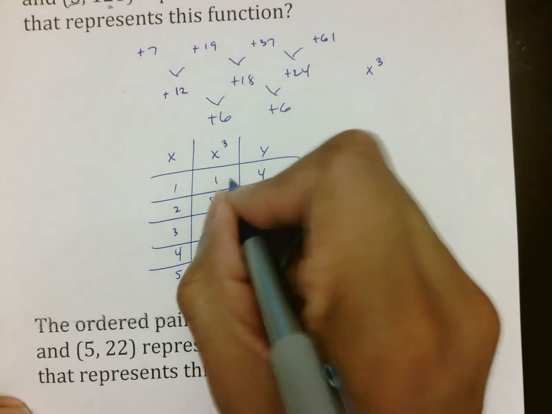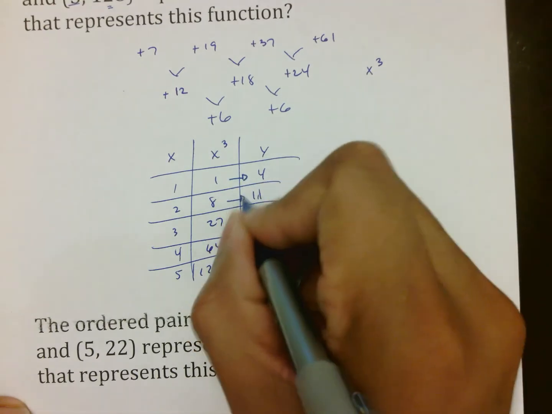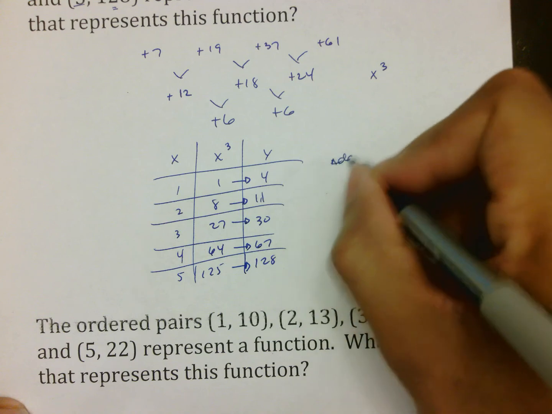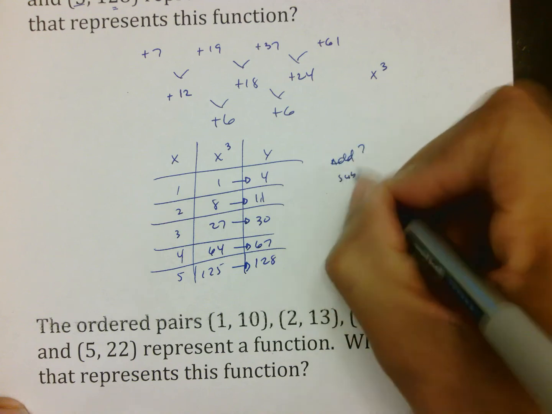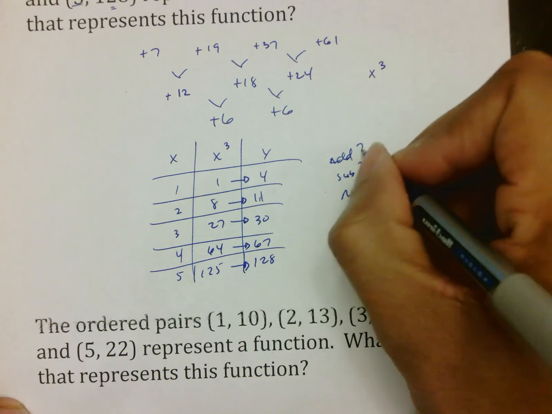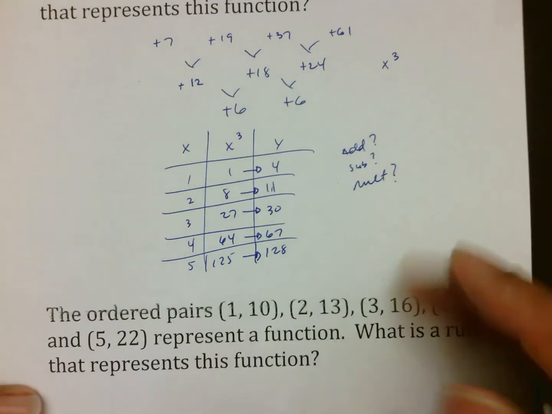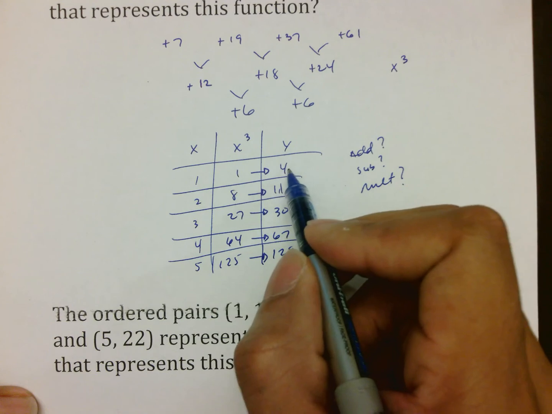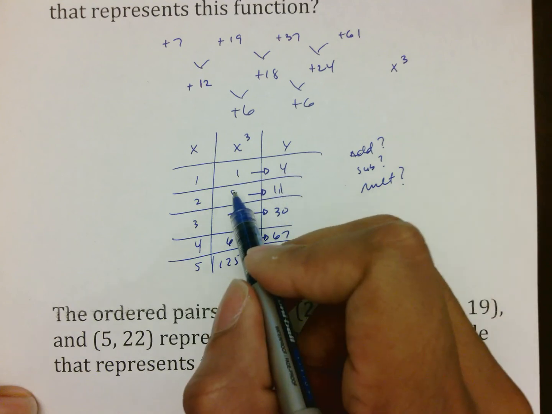And so again, our question now is, how do we get from here to here by doing the same thing? Again, you either add, subtract, or multiply. Those are the only 3 options that you typically have. So looking at it, again, I always check add. 1 plus 3 is 4. 8, if I'm adding 3, is 8 plus 3, 11.